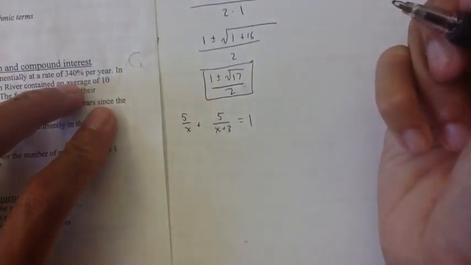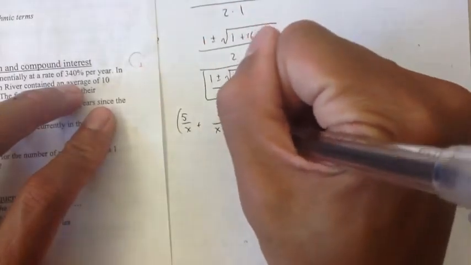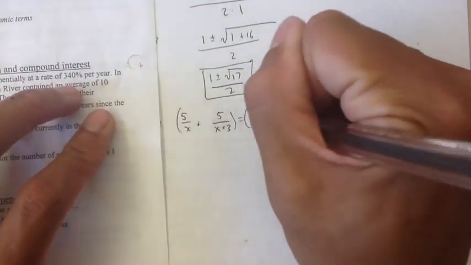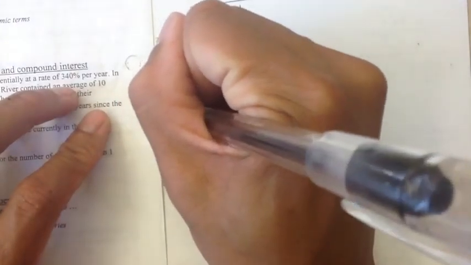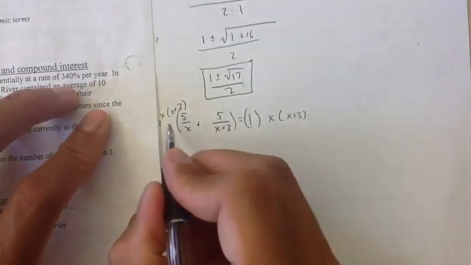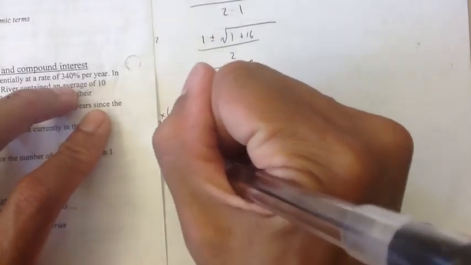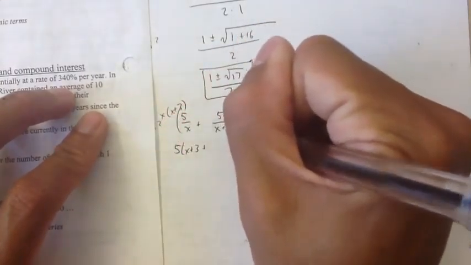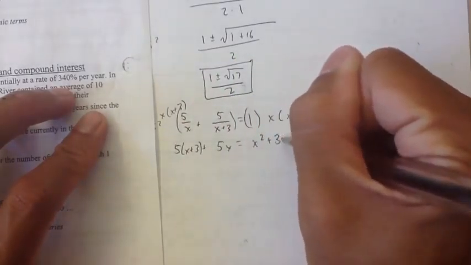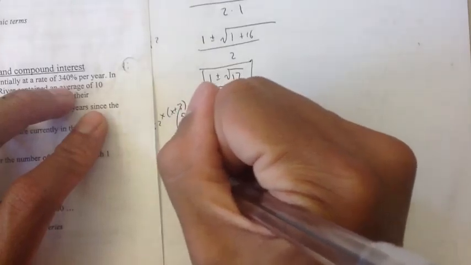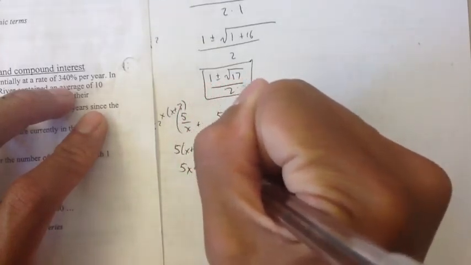Kind of like solving rational equations again, we're going to multiply both sides by the common denominator, which is x plus 3 and x plus 3. When I distribute, the x's cancel here, so this will be 5x plus 3. The x plus 3's cancel on this one, so you just get a 5x, and I just have an x squared plus 3x. Multiplying through, I get 5x plus 15 plus 5x.